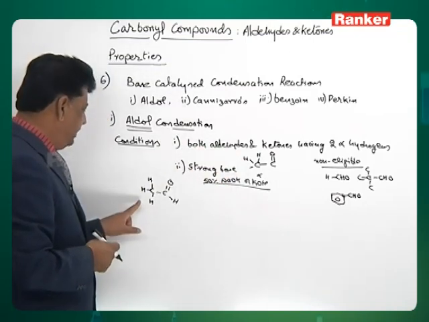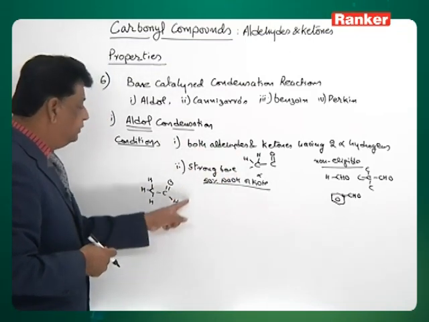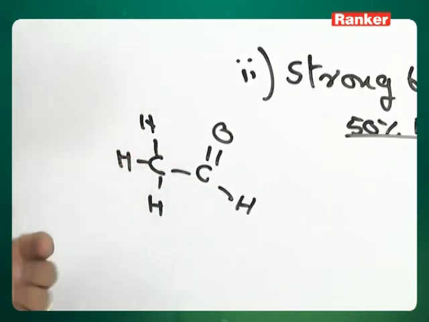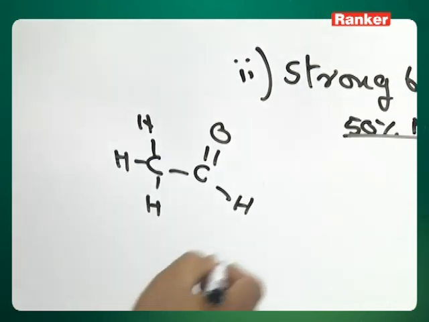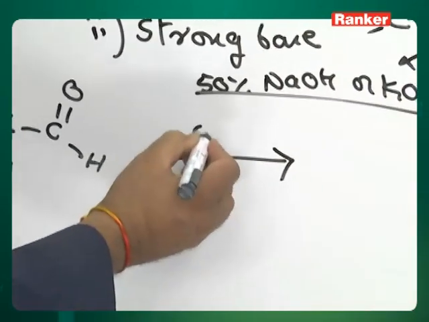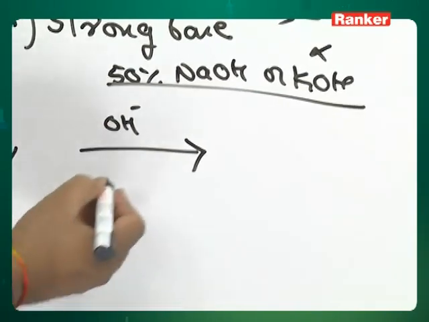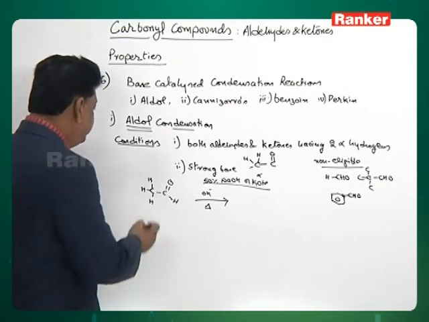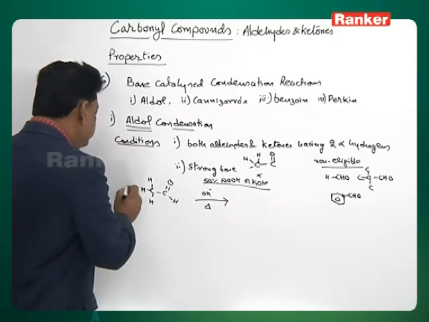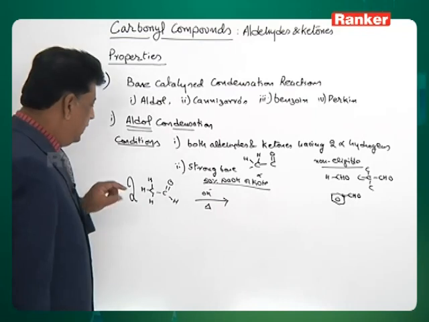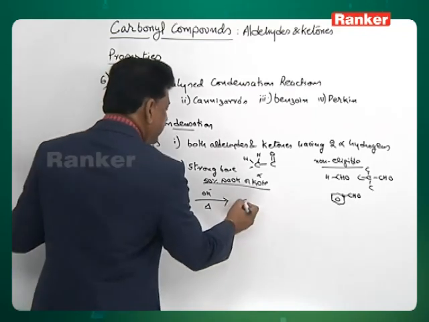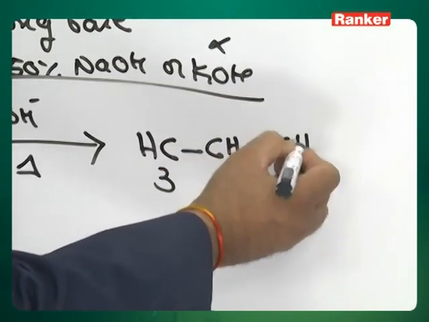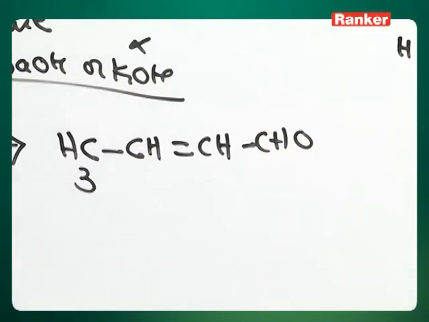So, here I have given an example. This is a small compound which is eligible because it is an aldehyde containing 3 alpha hydrogens. So, taking this compound, let us see the mechanism. A strong base is added and a slight heating; what happens? 2 acetaldehydes react, and finally CH3 CH double bond CH is formed. This is the final compound.